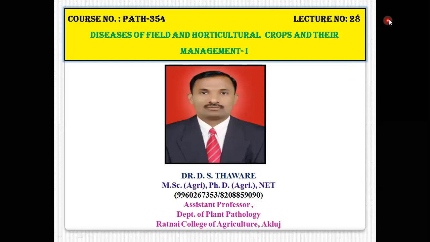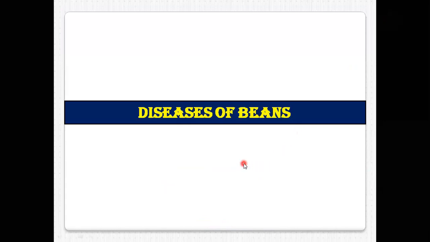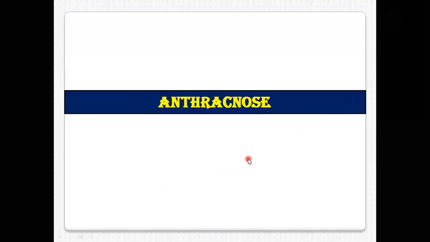Welcome to the 28th lecture of course number Path-354. The title of this course is Diseases of Field and Horticultural Crops and their Management. Today we discuss bean diseases. In bean, two most important diseases are seen: anthracnose, and the second most important disease, common blight.